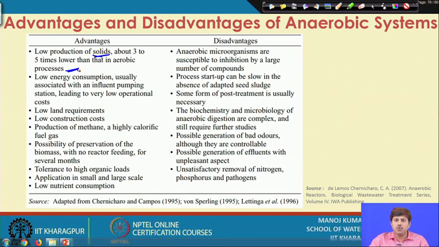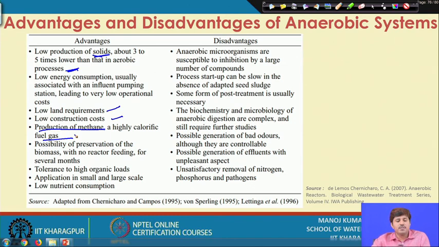The land requirement is low; it is a simple tank kind of thing, and there are high rate anaerobic processes, so they can work in a compact fashion at high rates. Construction cost would be low, as we do not need mechanical equipment, aerators or diffusers, and then ensure oxygen supply. Those things get away. Then the ultimate advantage is production of methane, a fuel gas with very high calorific value. That is one of the very distinct advantages which makes anaerobic processes quite attractive.